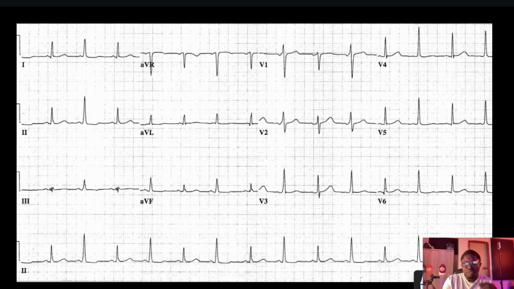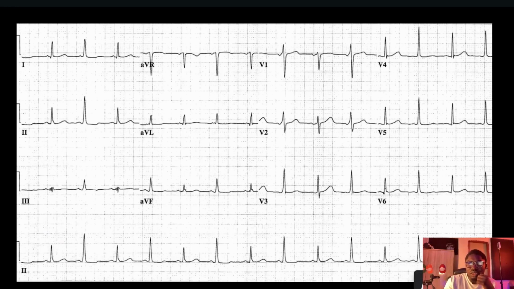Okay, so the next step is identifying whether it is regular. We can compare this big box: 1, 2, 3, and a half, 3.5. Then let's compare some more: 1, 2, 3.5. The same thing here, 1, 2, 3.5 with a little bit from here. Yes, the rhythm is regular. So it's sinus rhythm, and it's regular.